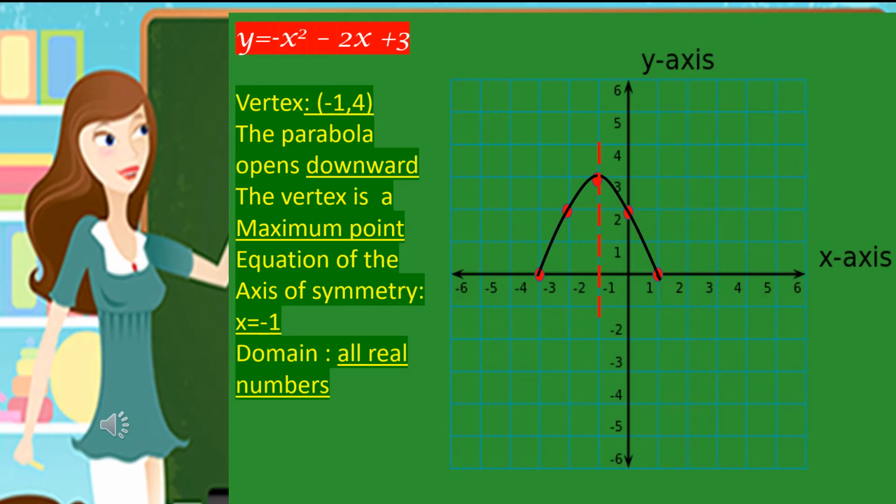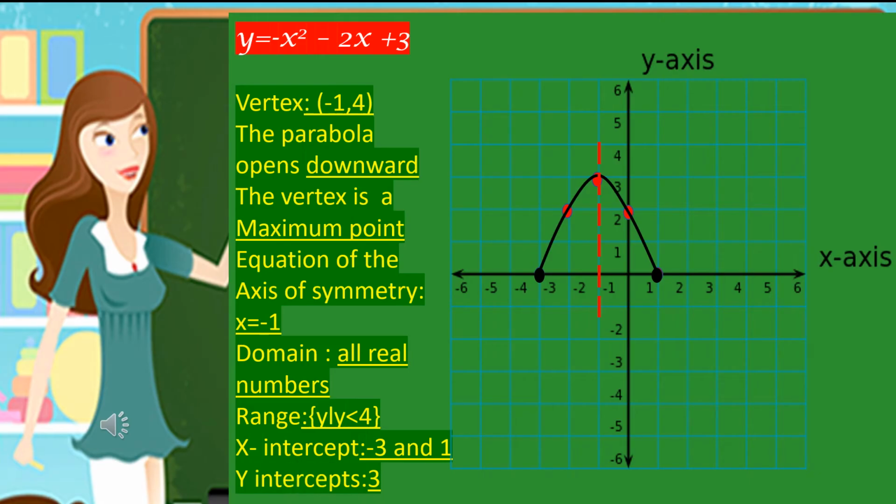Since the parabola can be extended downward, all of the x values can be the value of the parabola, and the range is y such that y is less than or equal to 4, meaning the value of y is a number that is less than or equal to 4. The x-intercepts are negative 3 and 1 because that is where the parabola passes the x-axis, and the y-intercept is 3, where it passes the y-axis. In the graph we can now identify the vertex.